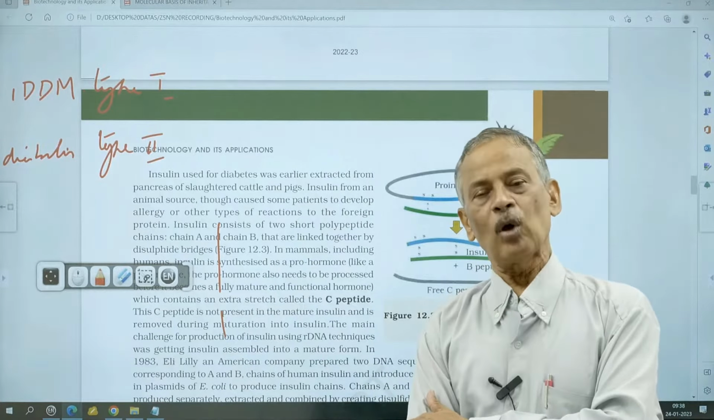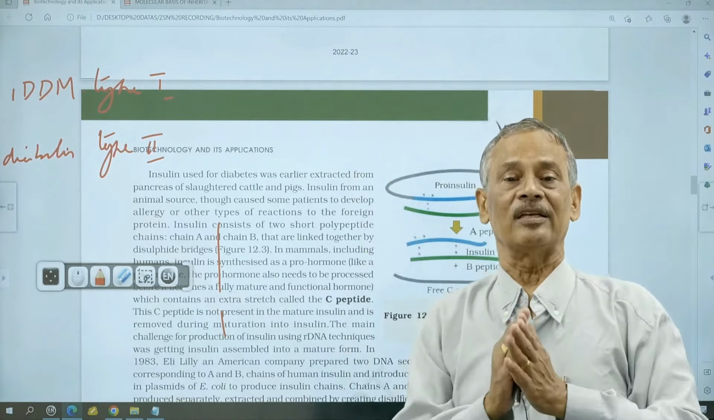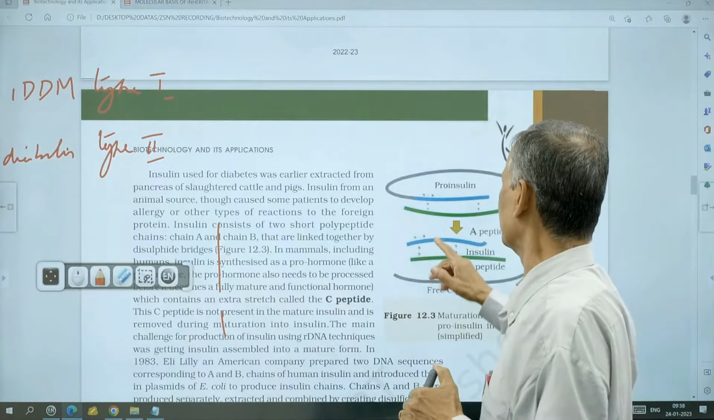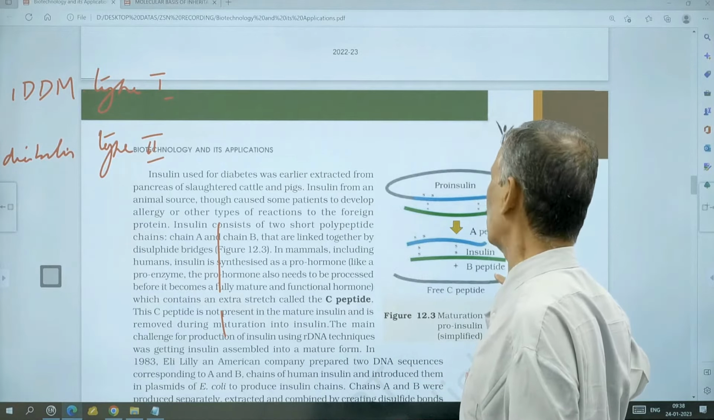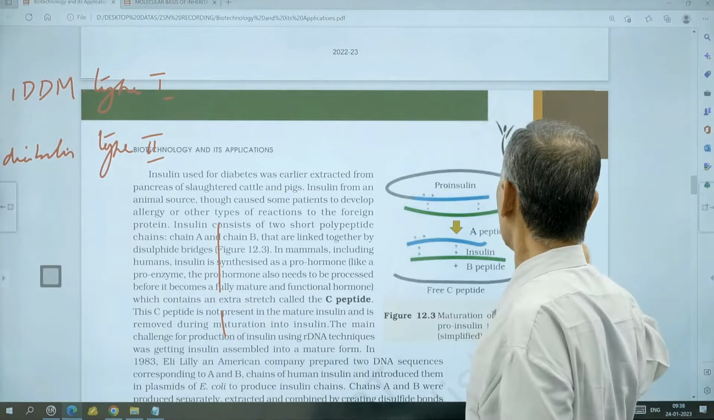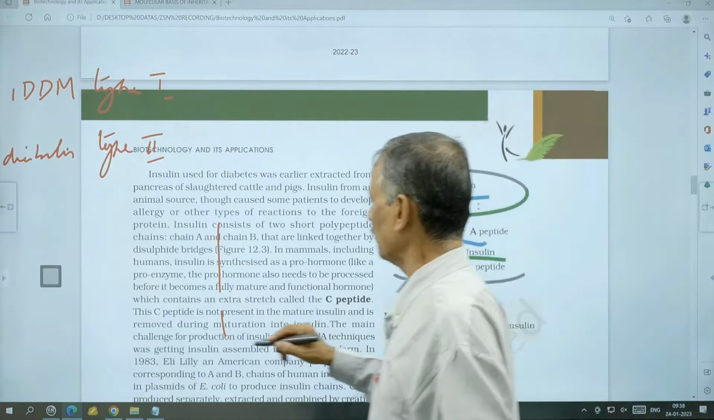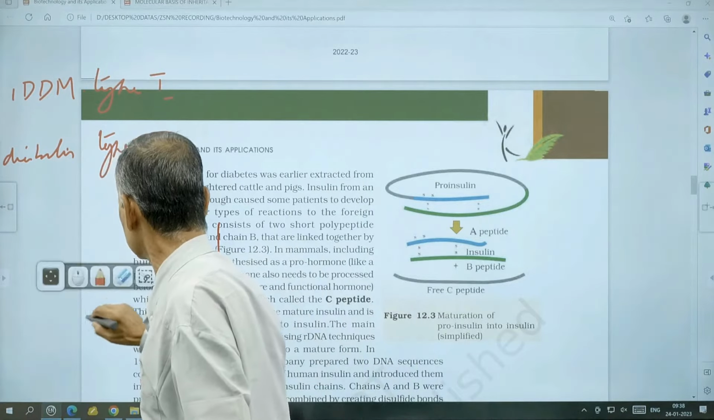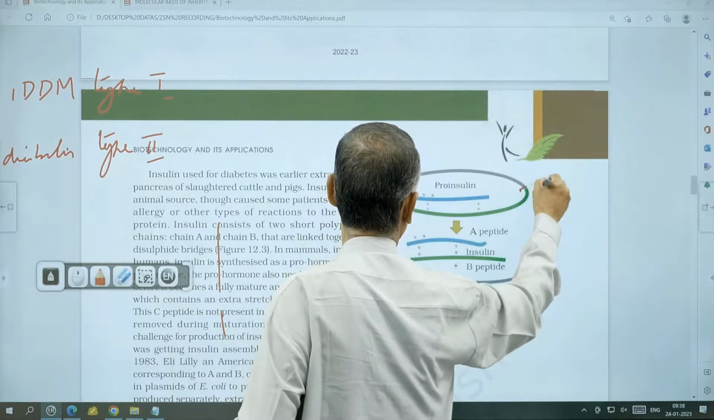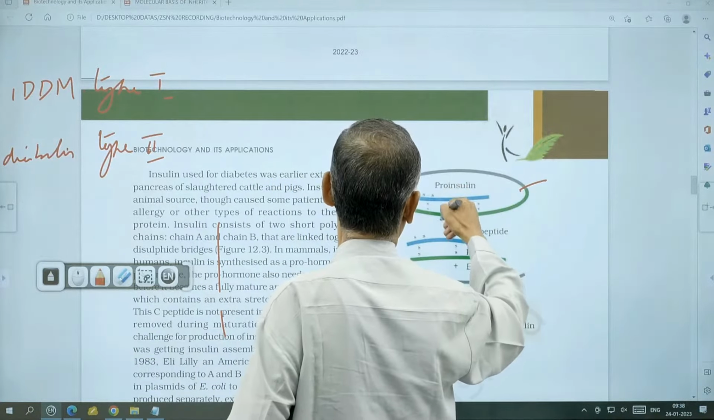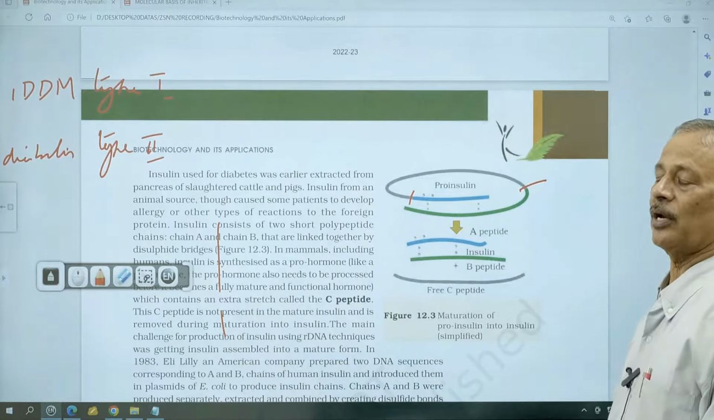And this proinsulin, which is not at all active, is to be cut and edited. During that cutting and editing, the middle piece, C peptide, the longest part, having 33 amino acid length, is removed and the first and the last part are retained. So here you will be having a cut, and here. The middle piece is cut and the first and the last part are retained. Then it becomes a fully mature active insulin.